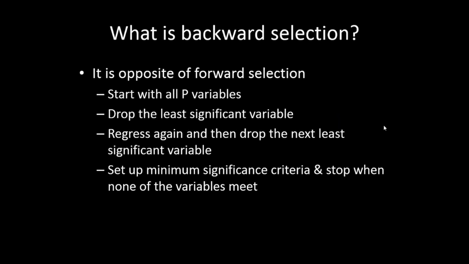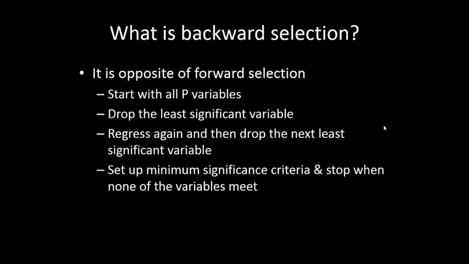The next one is what is backward selection. Well, backward selection is actually the opposite of forward selection, right? In forward selection, we started with a null model, and step by step we added one variable at a time, from more significant variables to the least significant variables, and stopped at the cutoff point. We do the exact opposite.